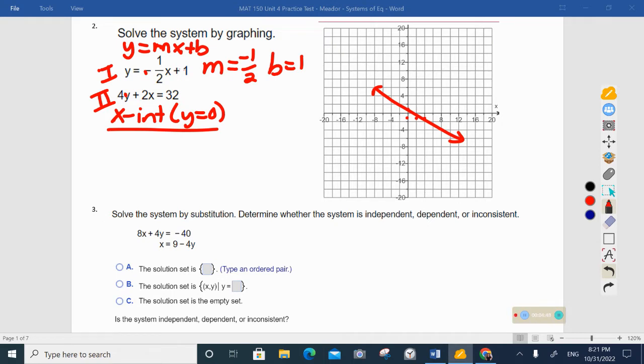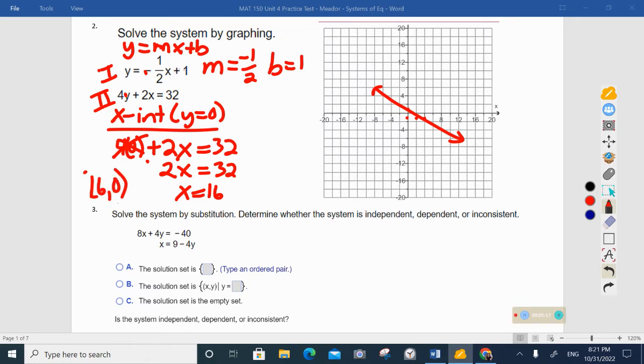Equation 2, if I'm looking for the x value when y is 0, well, 4 times 0 is just going to be 0. 4 times 0 is 0 plus 2x equals 32. So it's like this just goes away. So really it's 2 times x equals 32, and so you divide both sides by 2 and you get x equals 16. Now that's the x-intercept. So that means the graph is going to cross at (16, 0). All right. The other point, I apologize, my markers are not cooperating with me here today.